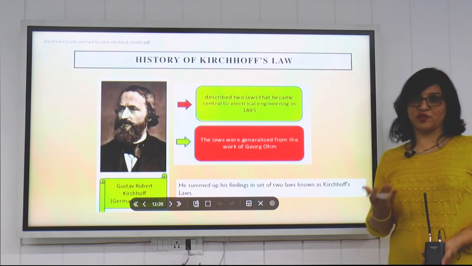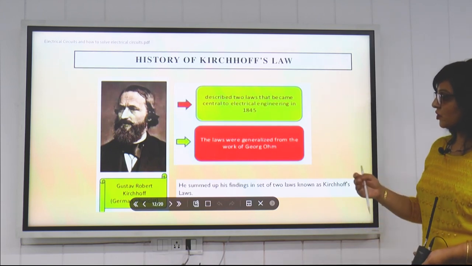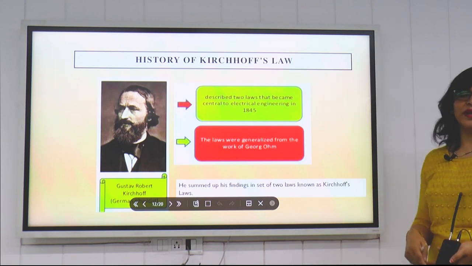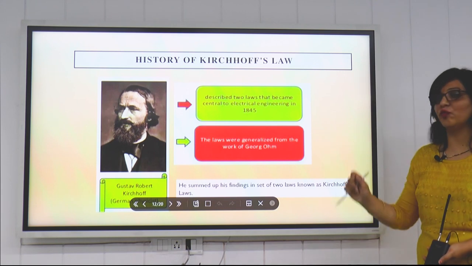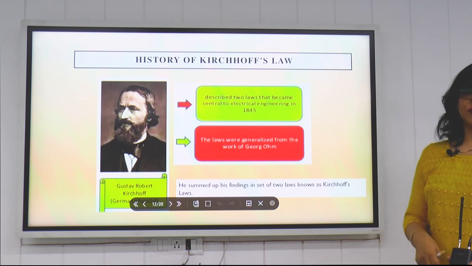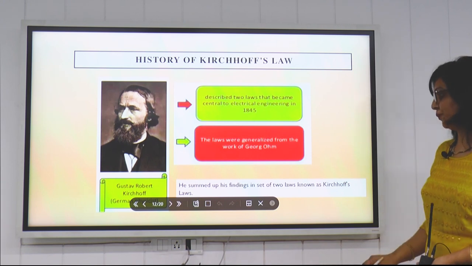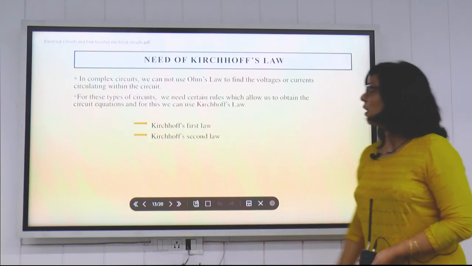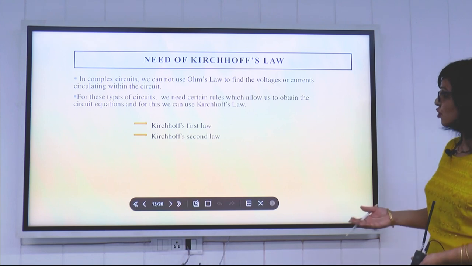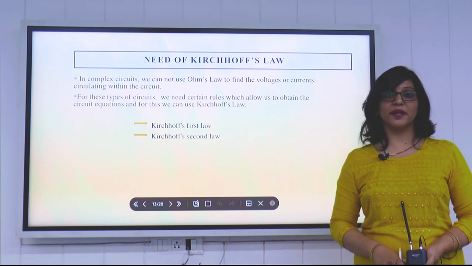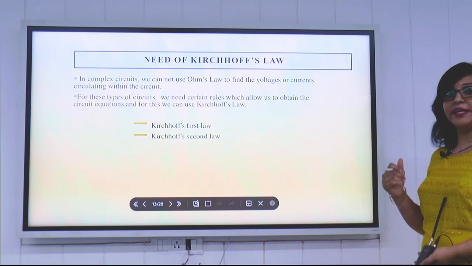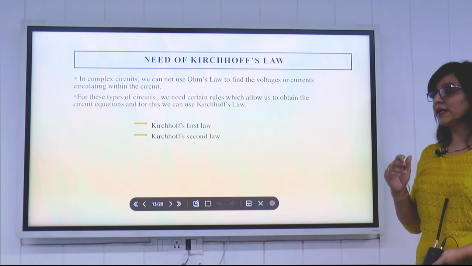Now coming to the history of Kirchhoff's law. Kirchhoff's law, named after the German scientist Gustav Kirchhoff, who summed up his findings in a set of two laws in 1845, is known as Kirchhoff's laws, which generalized the work of Georg Ohm. So why do we need Kirchhoff's law? The answer is that in a complex circuit, we cannot easily find voltage and current. In such circuits, we need certain rules, for which we use Kirchhoff's law.